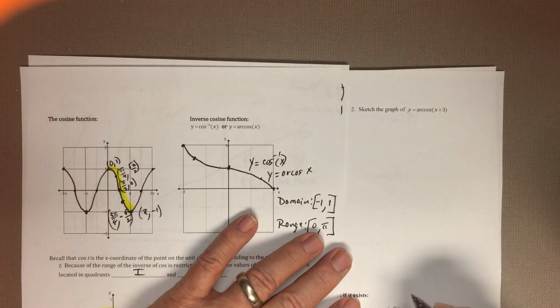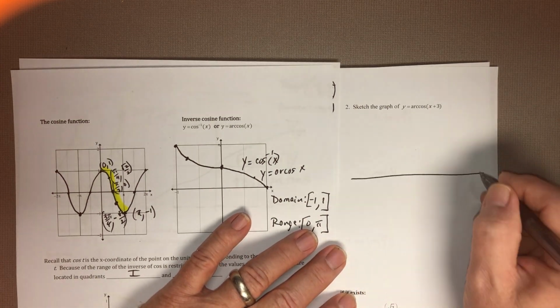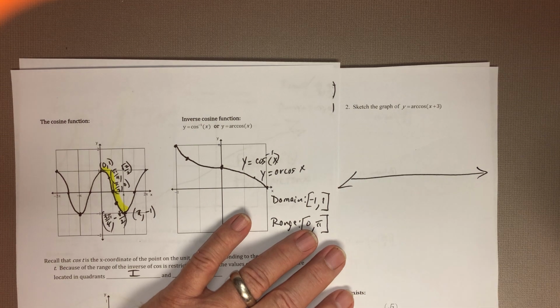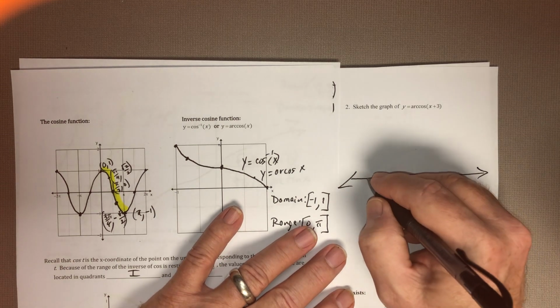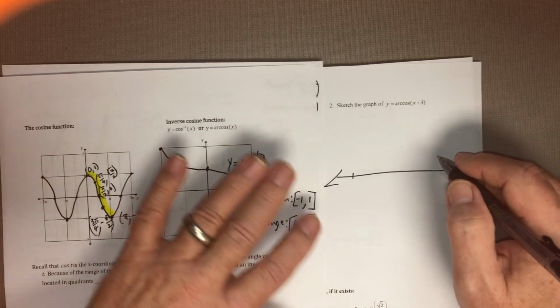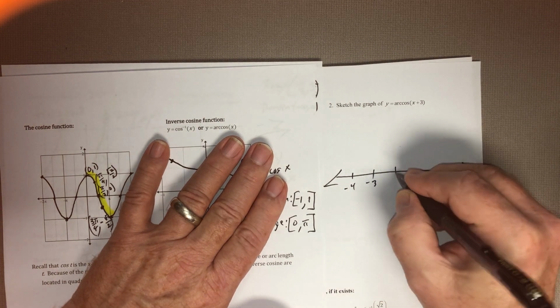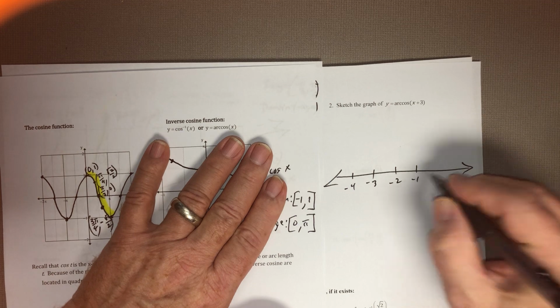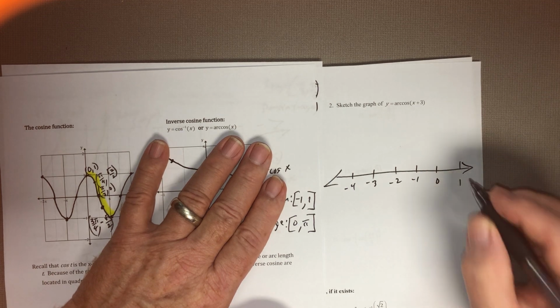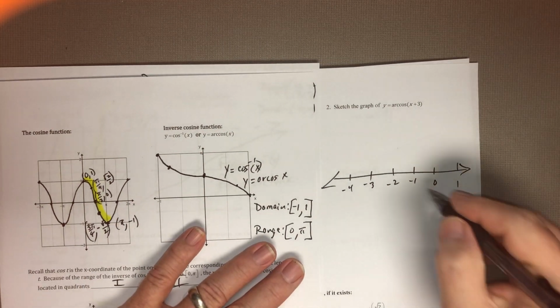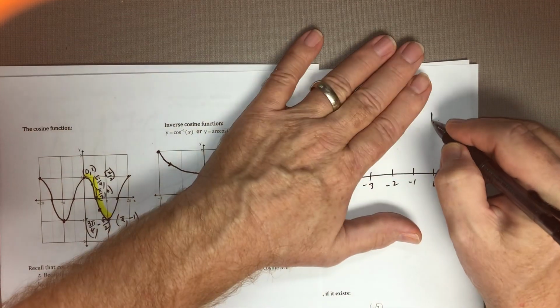If we're going to do that, I'm going to start with an x coordinate system here, and I'm going to move the y coordinate. Let's go -4, -3, -2, -1, 0, 1. And I'm going to put my y-axis right here.